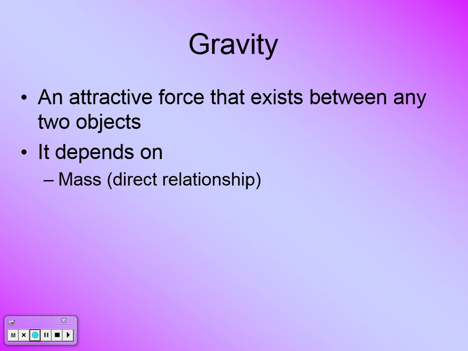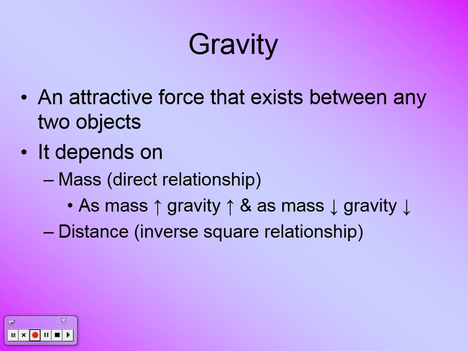Okay? Good there? The second thing it depends on, this second line is just explaining direct relationships, which I think we have down now. The next one, it depends on distance, and distance has an inverse relationship. Technically, it's an inverse square relationship, but I won't hold you responsible for that right now because it gets a little bit confusing. Okay? So, if distance and gravity have an inverse relationship, what does that mean?